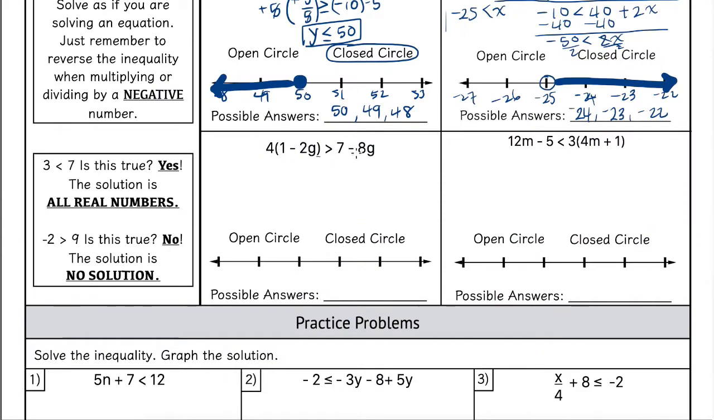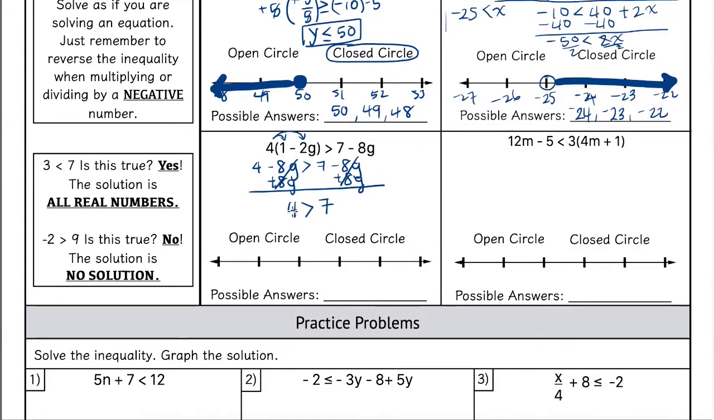Here we solve by doing the distributive property, just like anything else. So 4 minus 8g is greater than 7 minus 8g. Because I have variable on both sides, I'm going to add 8g to both sides. And interestingly, it gets rid of all of the variables, and I'm left with 4 is greater than 7.